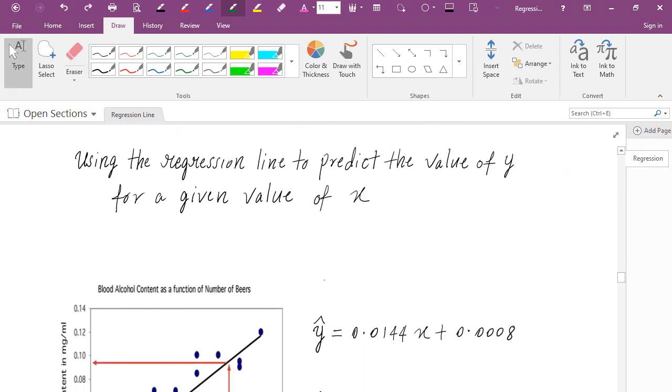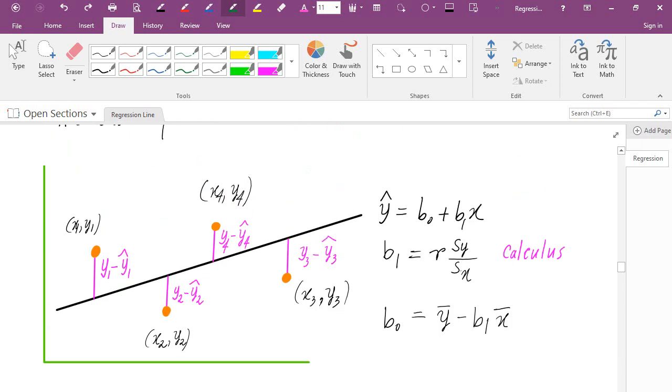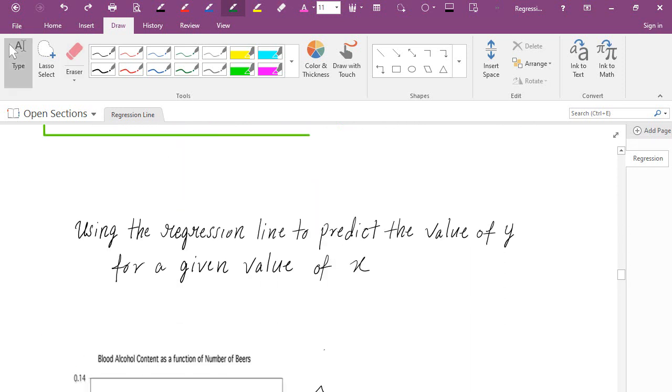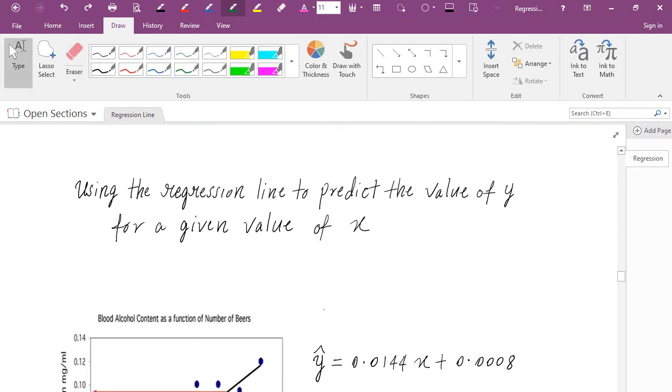All right, so like I said, this is our least squares regression line. If we use b0 and b1 by using these formulas, that gives us the least squares regression line, and that's what we're going to use to predict the value of y for a given value of x that may not be in the data set.